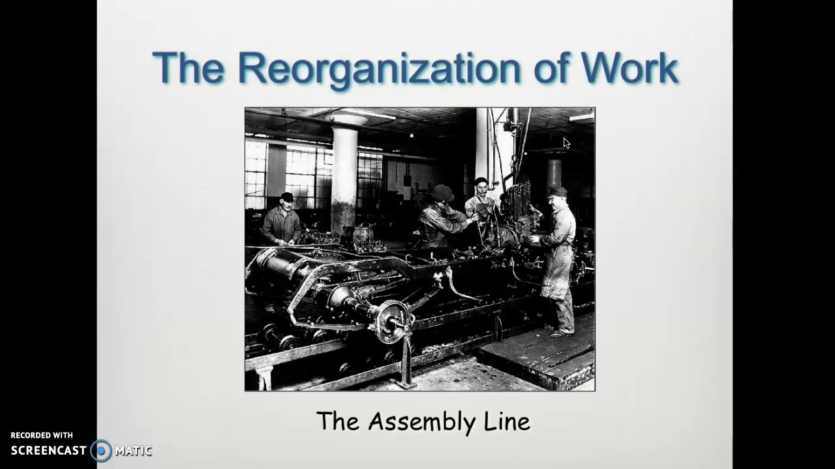Here you can see the picture of the assembly line, which was innovated by Henry Ford in his automobile factories. And instead of one engineer building a machine start to finish, you take tasks and break them down into very small parts that can be done by multiple people repetitively over and over again. And then you can get a much faster and more efficient operation.